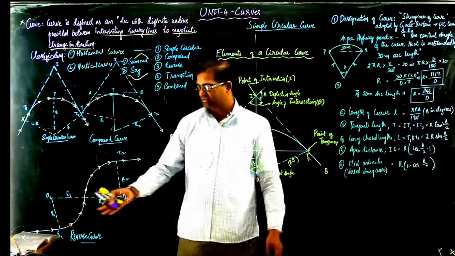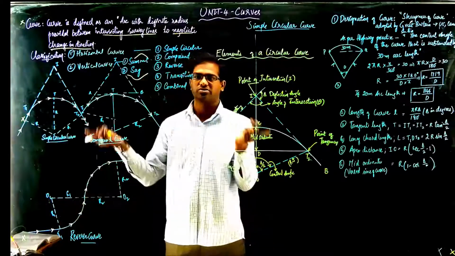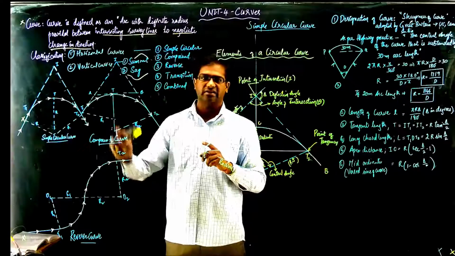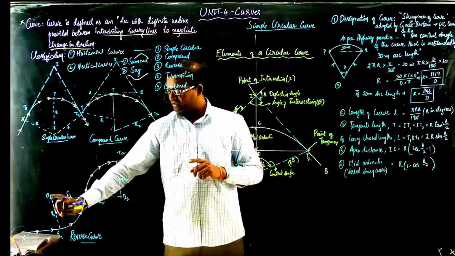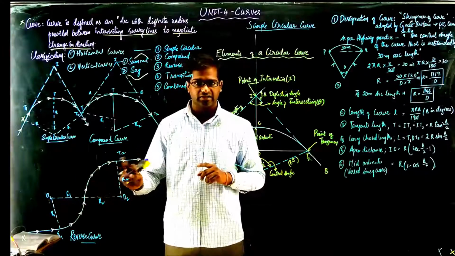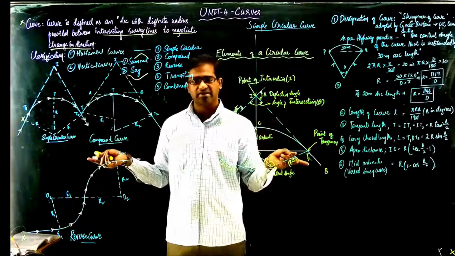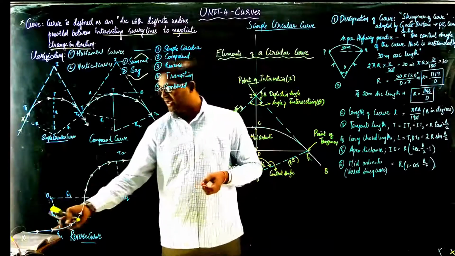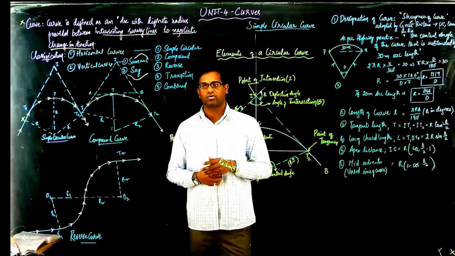Reverse curve is when you have 2 curves, but the center points are in opposite directions, whereas here they lie on the same side. For the reverse curve, the radius for this curve and the radius for the second curve are opposite to each other. So that is termed as a reverse curve. You can see the arrow denoting the direction of the highway or the railway.